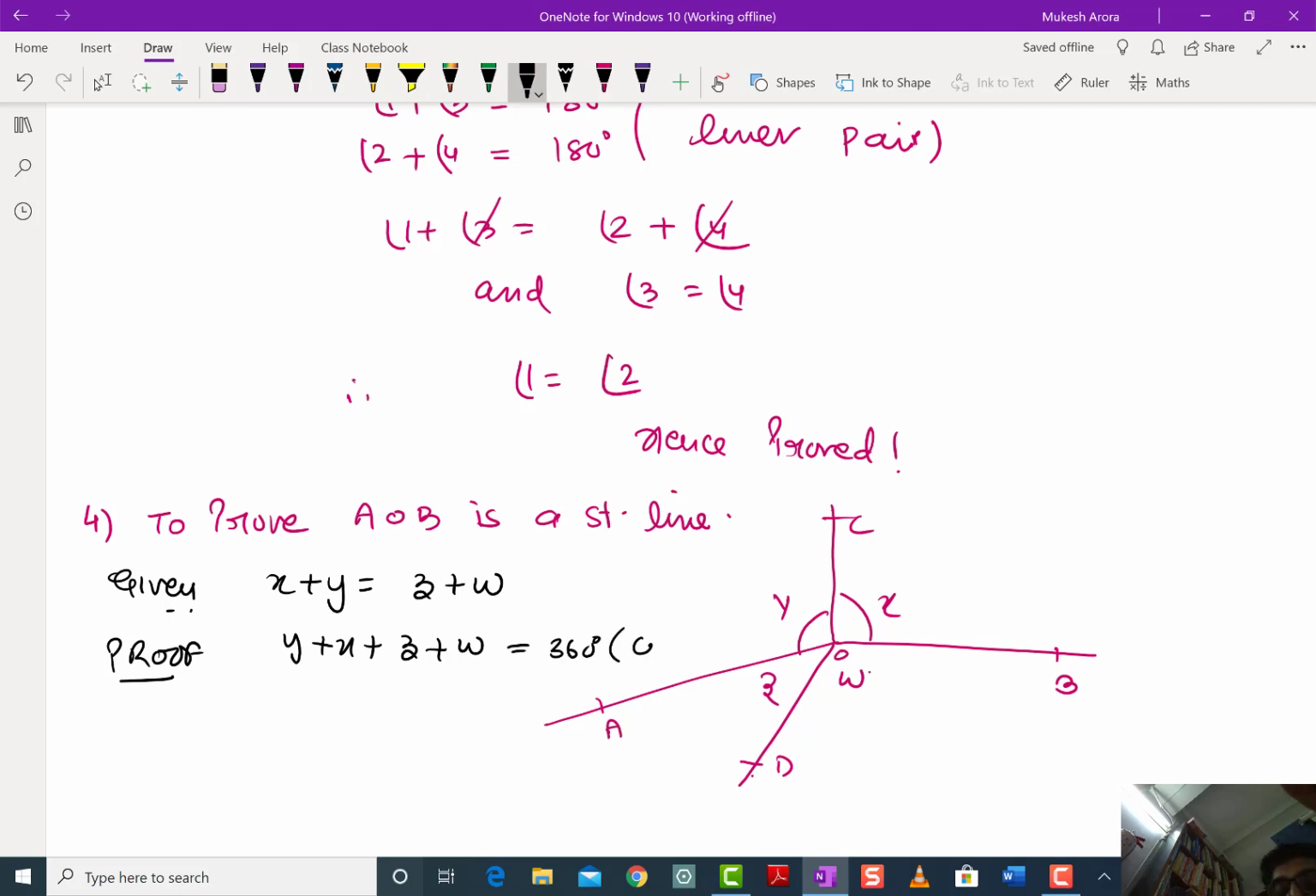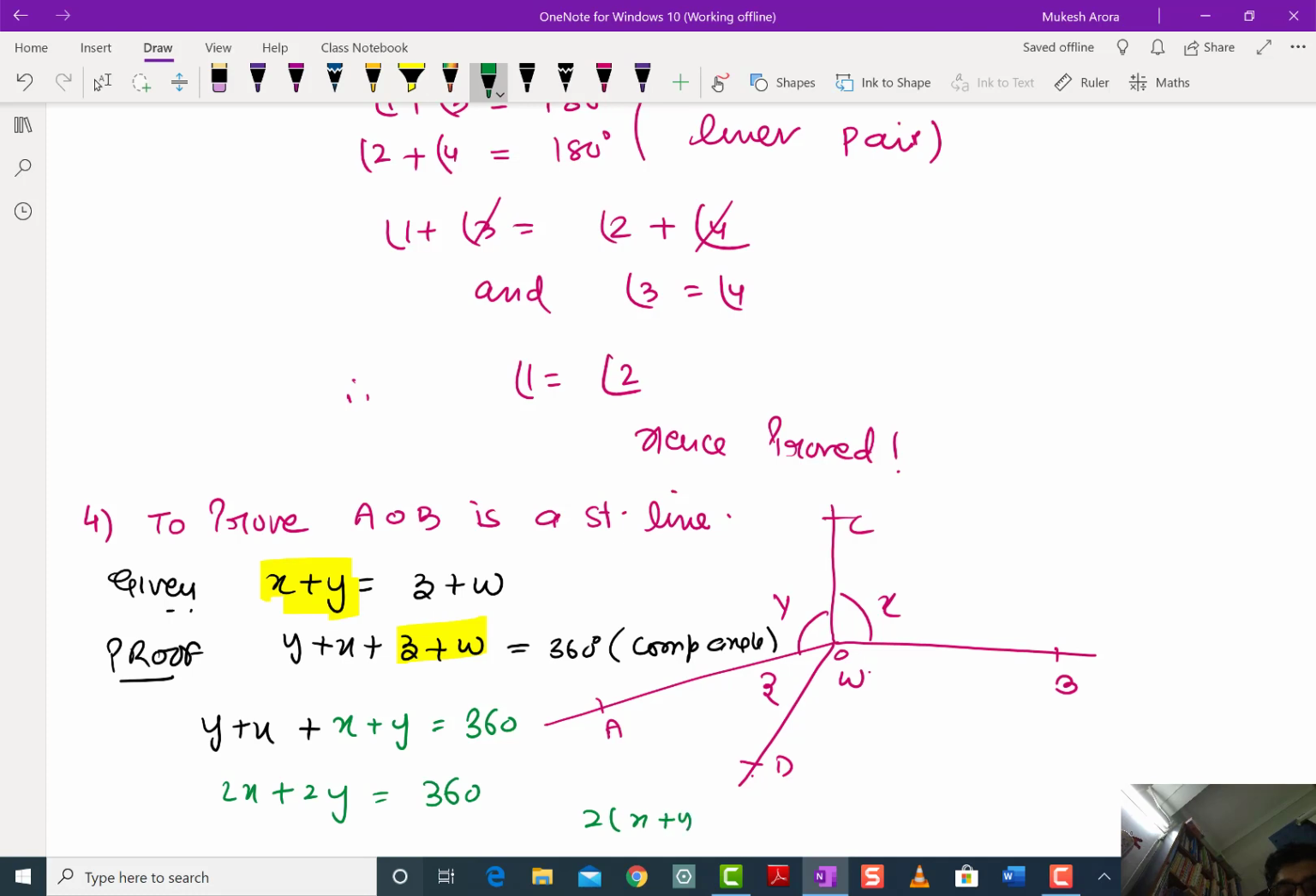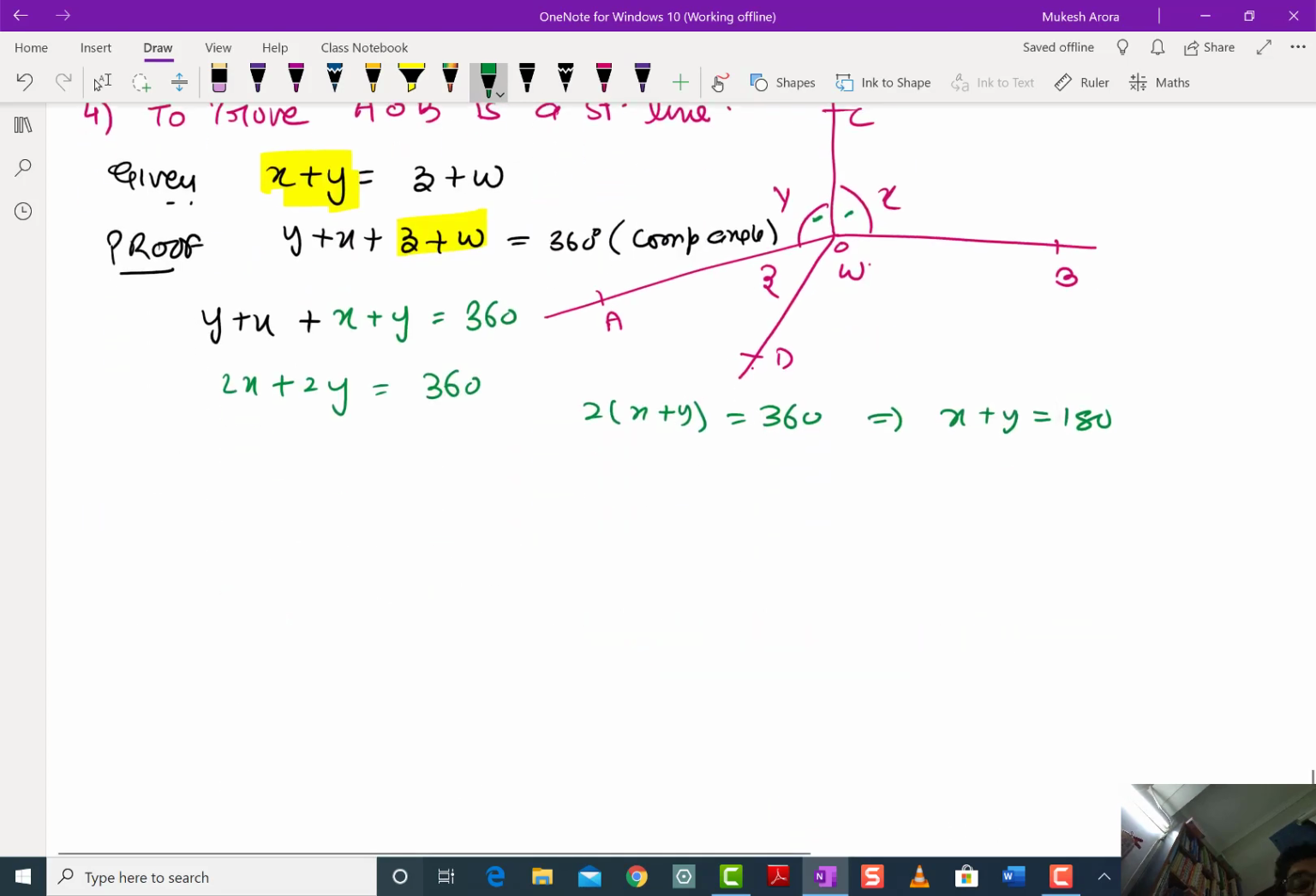Why 360? Complete angle. So now we know that x plus y is equal to z plus w. So in place of z plus w we can write x plus y. So 2x plus 2y is equal to 360, or x plus y is equal to 180. We have proved that sum of x plus y is 180. Therefore AOB is a straight line.